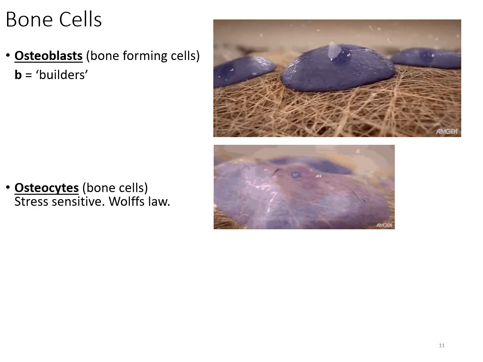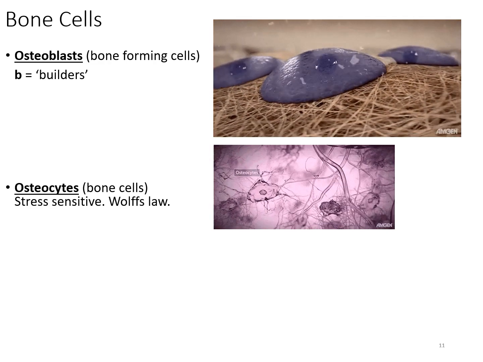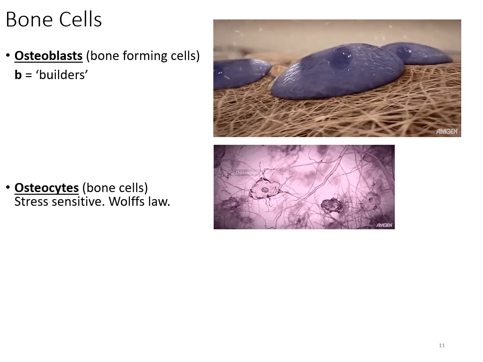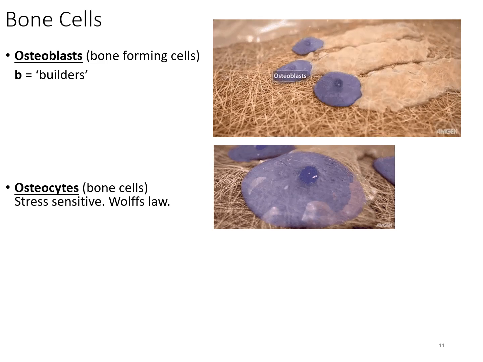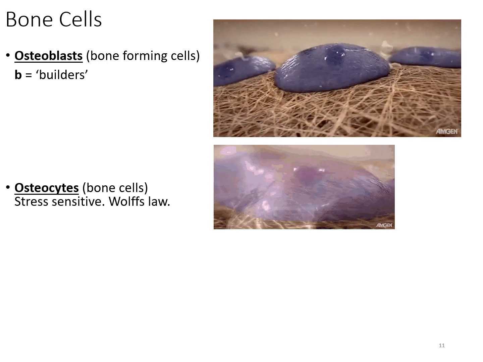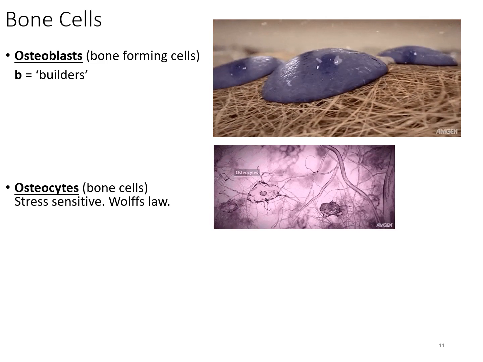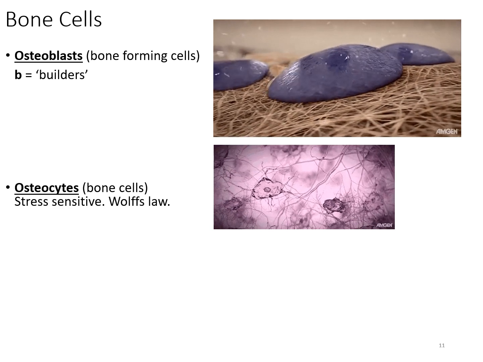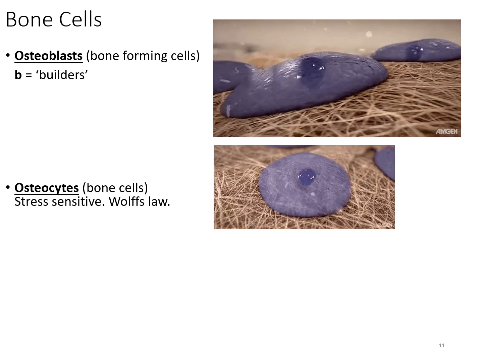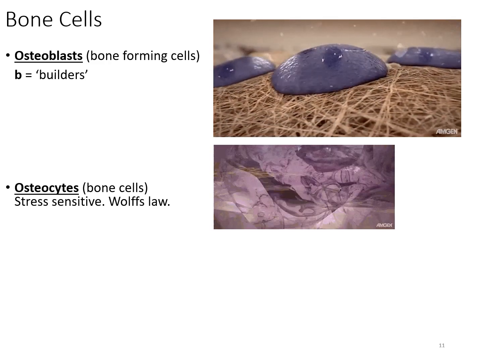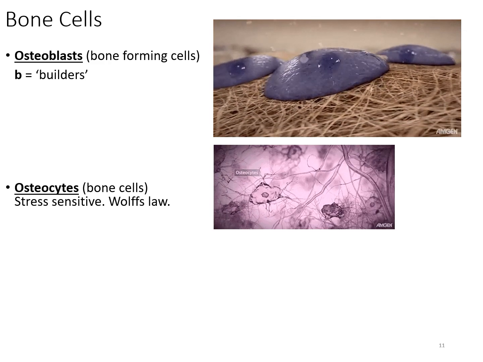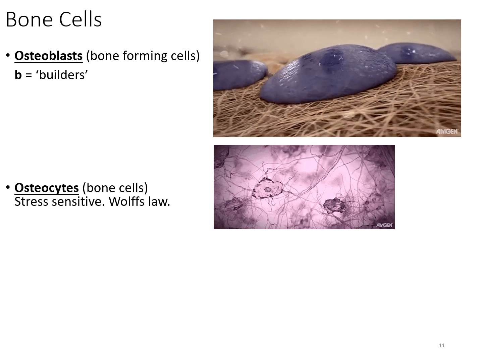Next we have the osteocytes. These are just bone cells that are just chilling out. They're just existing. They're forming the structure of the bone. And they actually respond to the stresses that are placed upon them. It's called Wolff's law. A bone can become strong if it's pulled in a certain direction repeatedly, because it's responding to the stresses placed upon it. So osteocytes are just mature bone cells that are just hanging around.